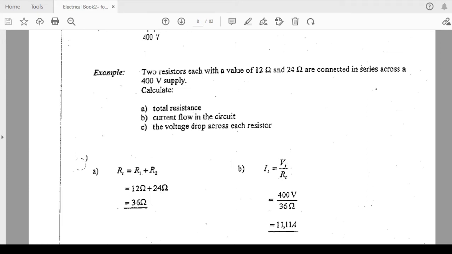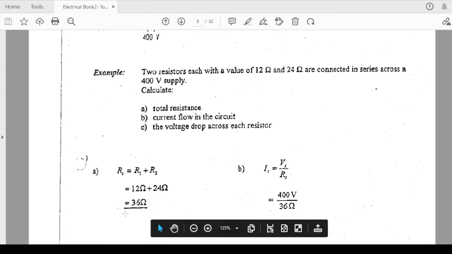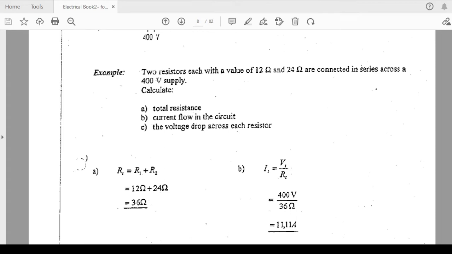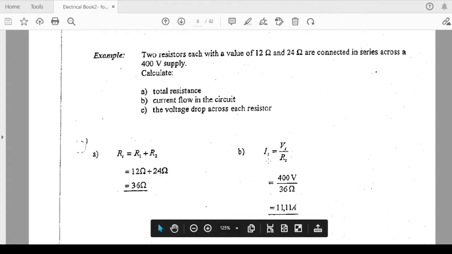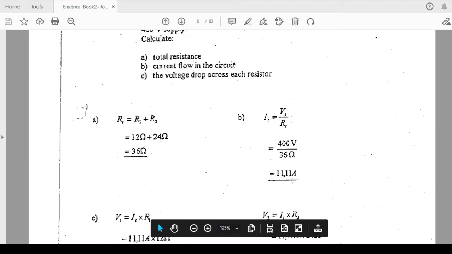Like in this case, they're asking for the current flow in the circuit, which is total current. When you hear of current flow in the circuit, it's the total current. And that's why here it's IT with a small t, total current, equals VT, which is total voltage, divided by RT, total resistance, which you already got as 36. VT is given. Can you see supply voltage is 400 volts? Then divide the two and get current in amps. 11.11 amps. Current is measured in amps.